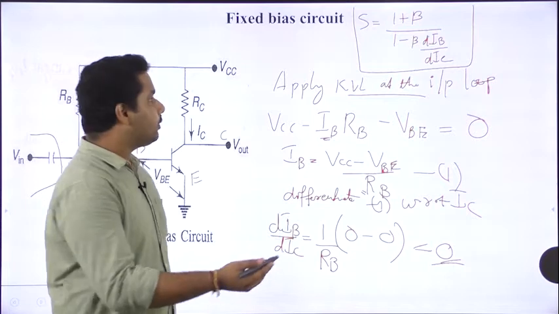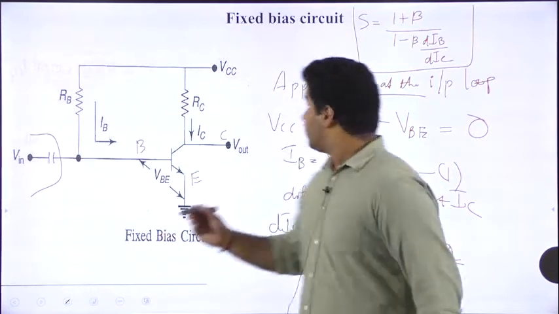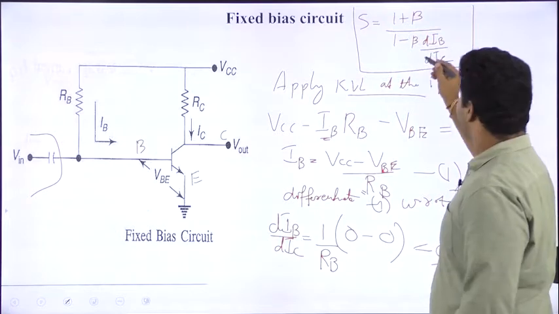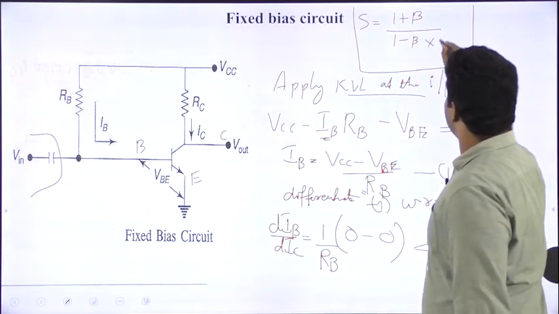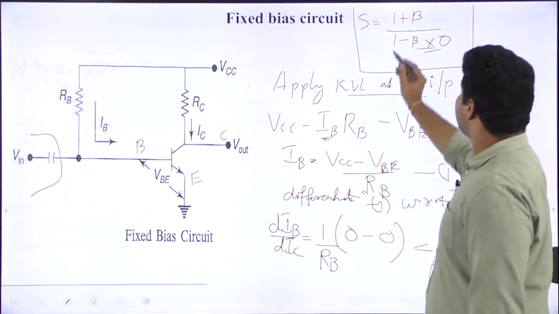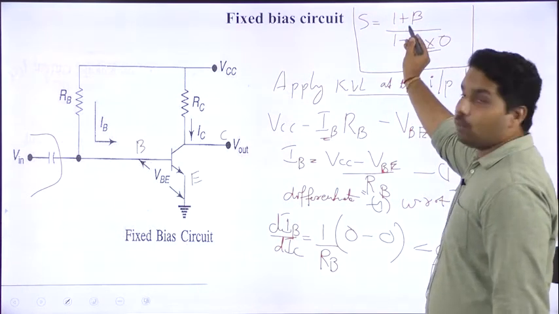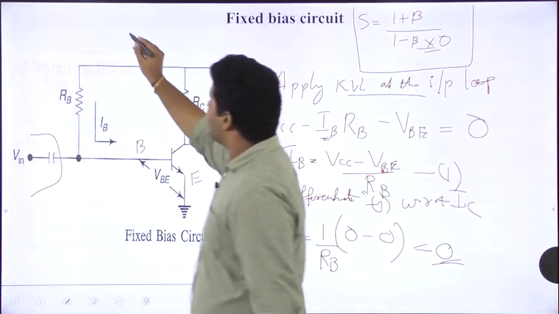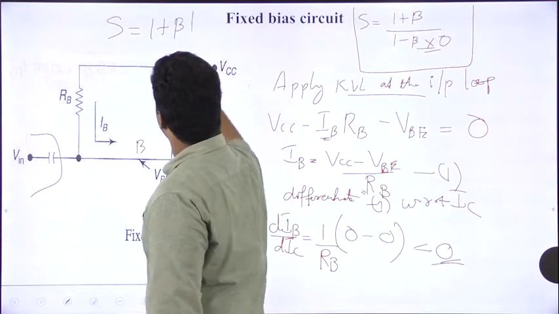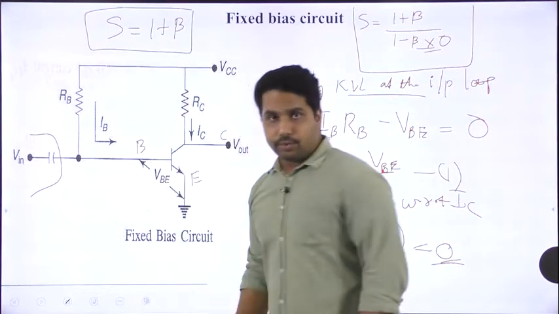You got a 0. So what will you write there? The stability factor dIB by dIC is what? It is a 0. So this term is gone. So what is your stability factor? Stability factor S is equal to 1 plus beta for a fixed bias circuit.